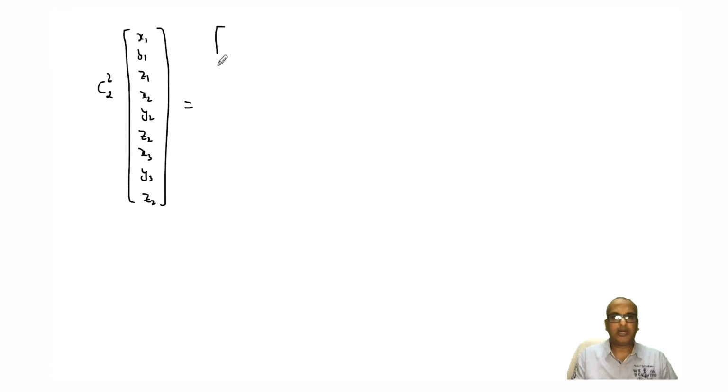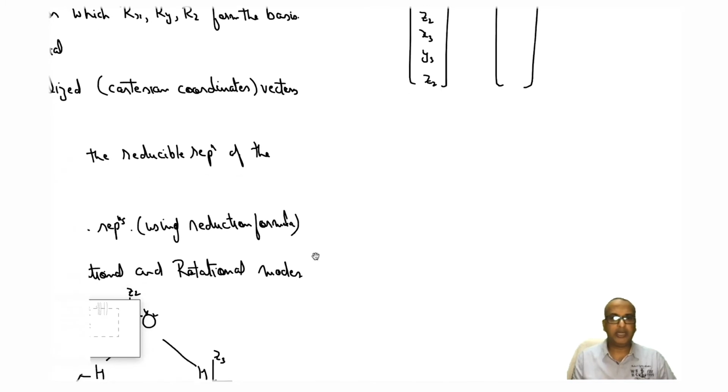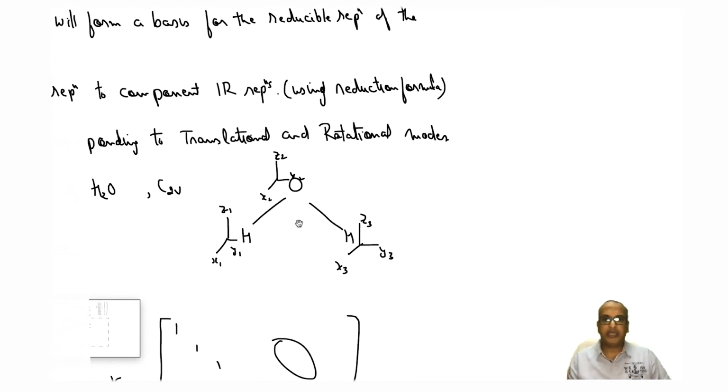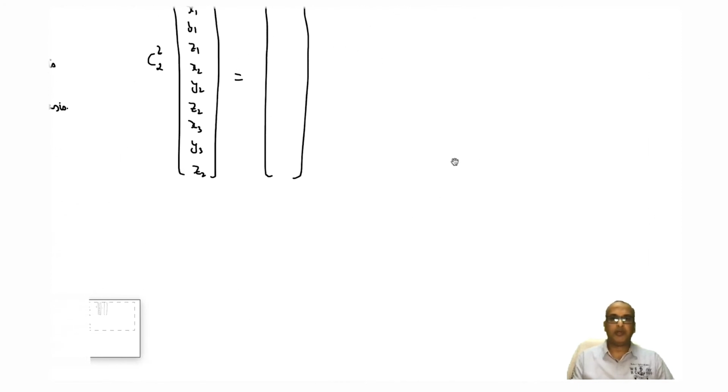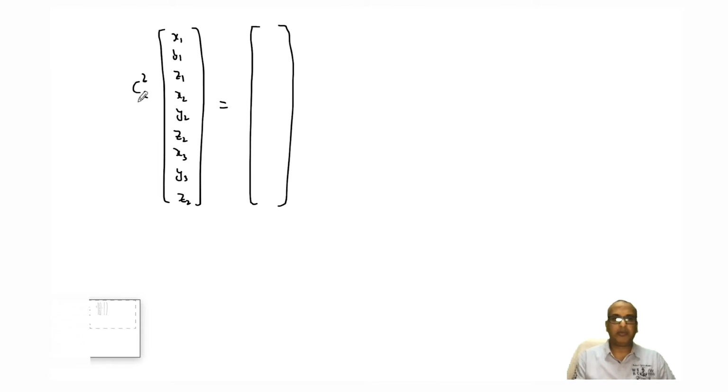Now what is the change which is happening? Let us go back to the molecule and see. If we are doing C2Z, that means atom number 1 will be replaced with atom number 3, right? And what else will change? If atom number 1 and 3 are interchanged, x will go to minus x, y will go to minus y, z will remain as positive. So these are the changes which we'll have to create in this matrix.